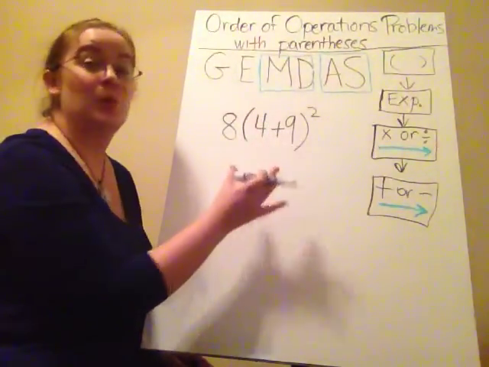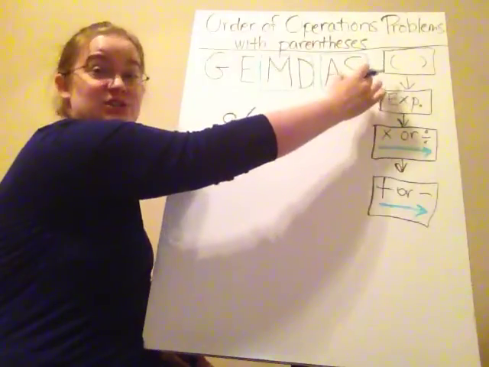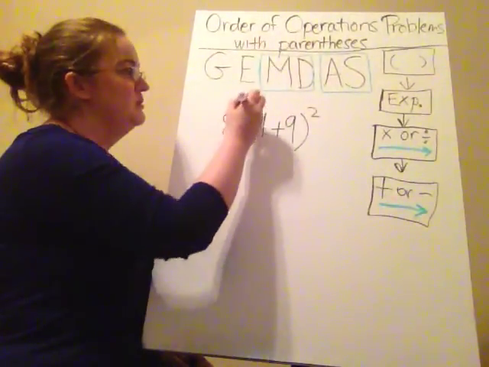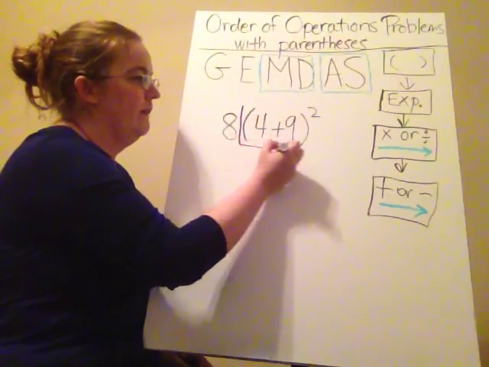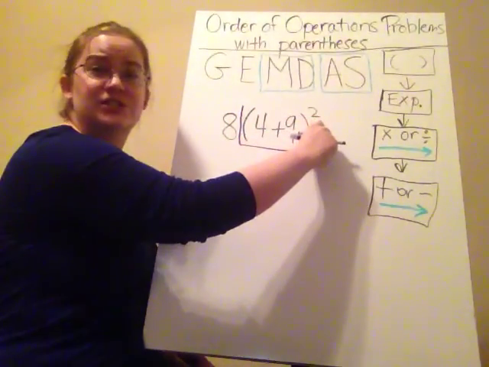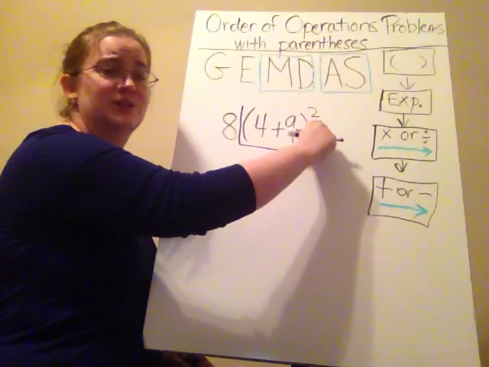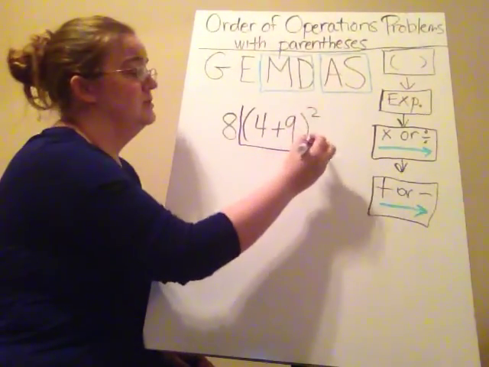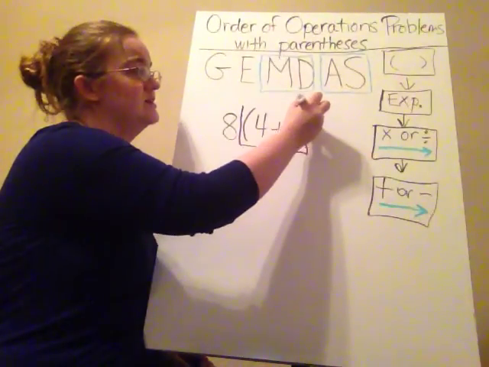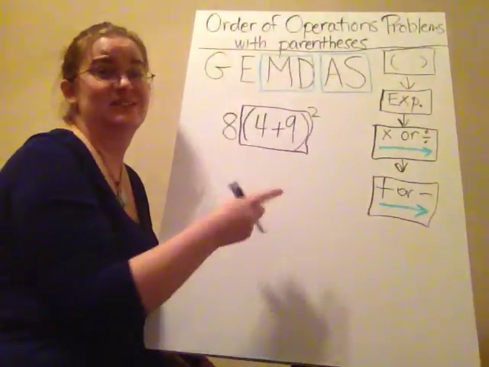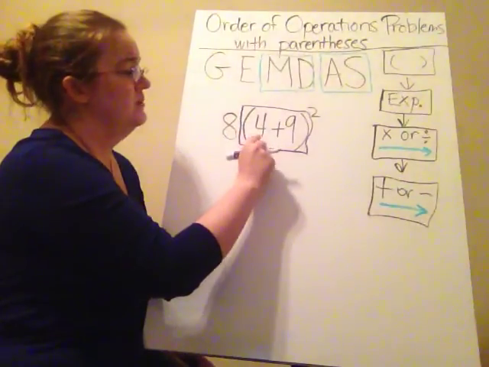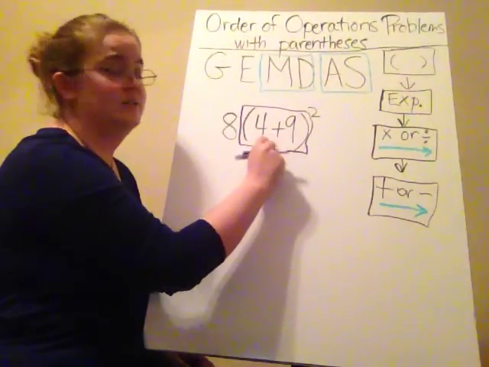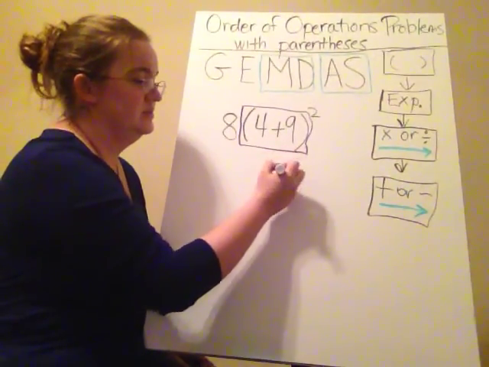Okay, so we're going to start at the top of my flow chart. We're going to start with the grouping symbols. In this case, I have parentheses, so I'm going to put a box around it. Okay, now, question is, do I include this 2 in the box? Well, the answer to that is no, because it's outside of my grouping symbol. So I'm going to, when I draw my box, make sure that 2 is outside, because I'm not going to deal with that right now. I'm going to start with the stuff that's inside the grouping symbols, which would be 4 plus 9. And 4 plus 9 is 13.